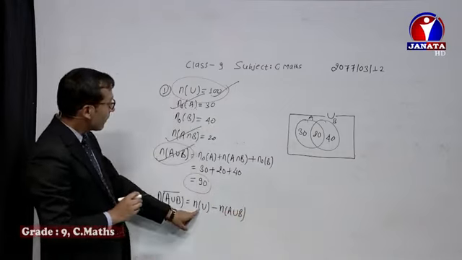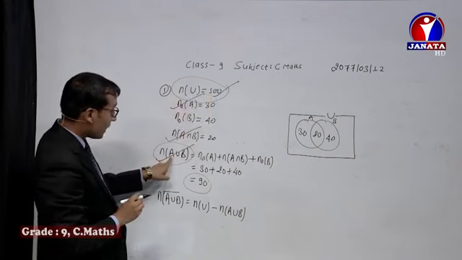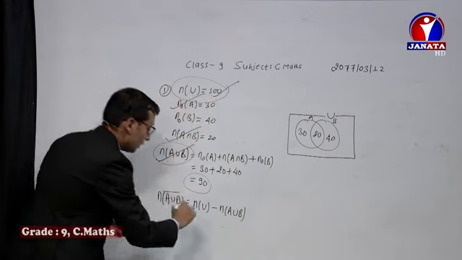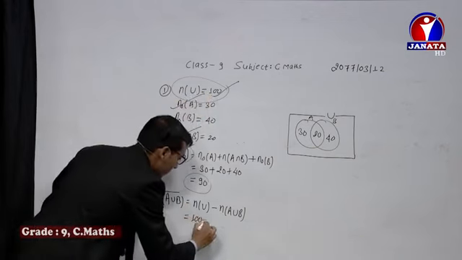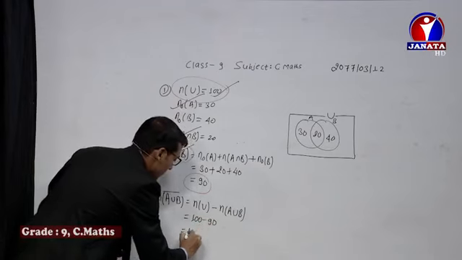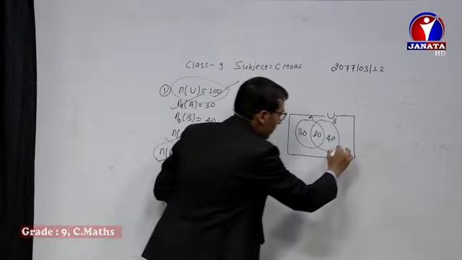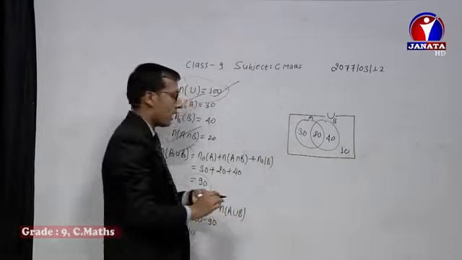So what is n of U? 100. What is n of A union B? 90. So 100 minus 90, it's 10. Now we can insert this number in the diagram.